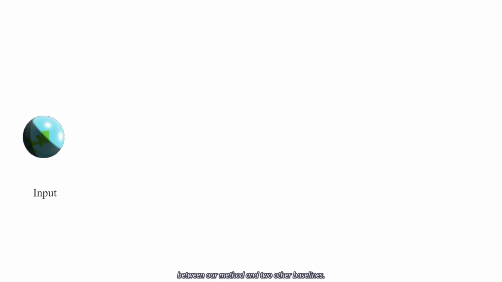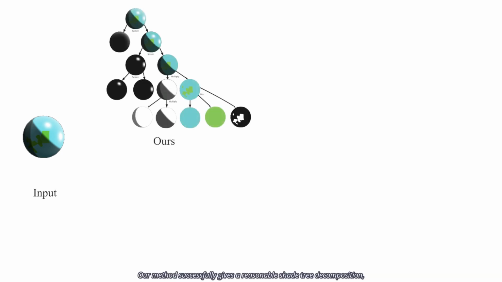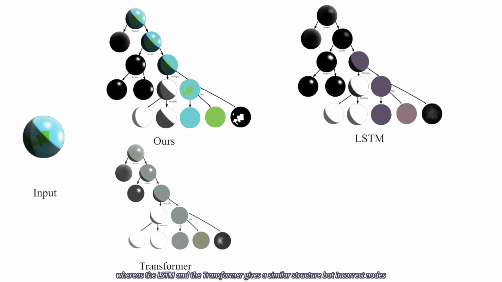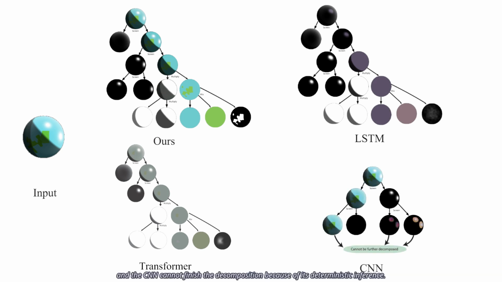We conduct extensive experiments to show the effectiveness of our proposed pipeline. In this example, we compare the decompositions of a realistic object between our method and two other baselines. Our method successfully gives a reasonable shade tree decomposition, while the LSTM and transformer give similar structures but incorrect nodes. And the CNN cannot finish the decomposition because of its deterministic inference.